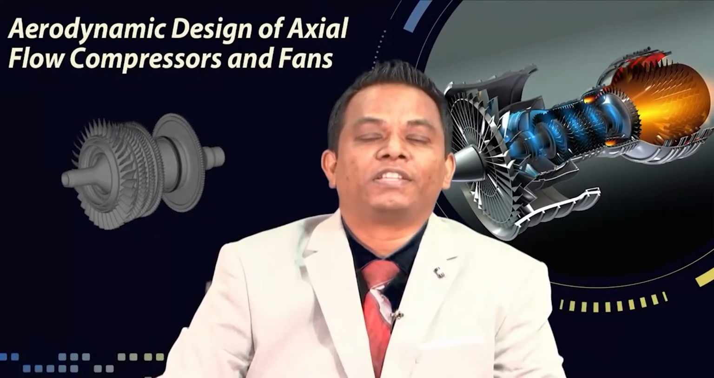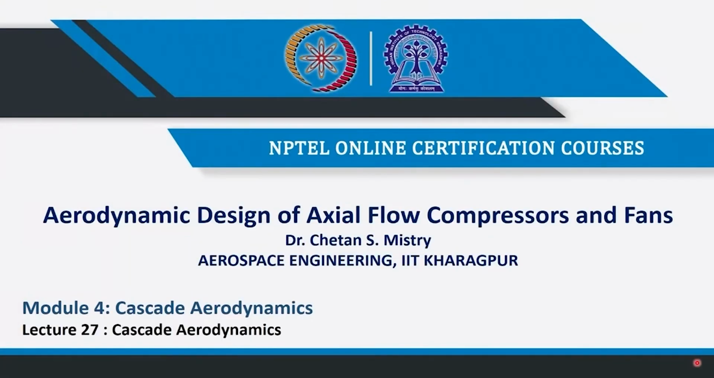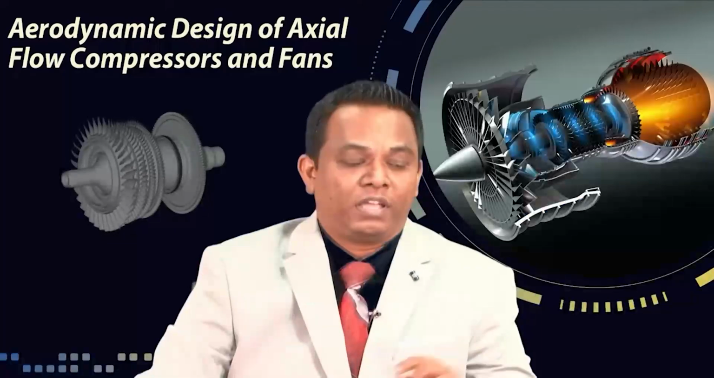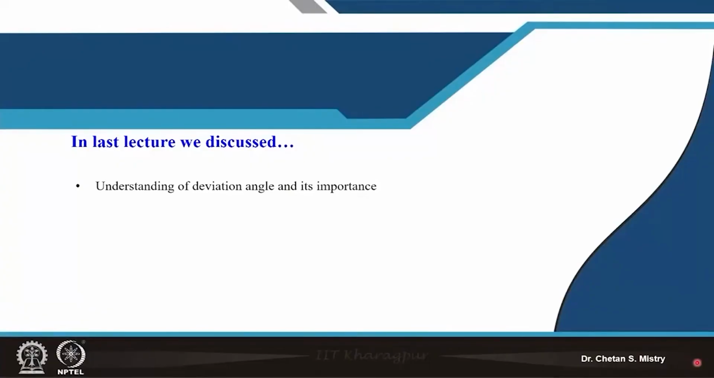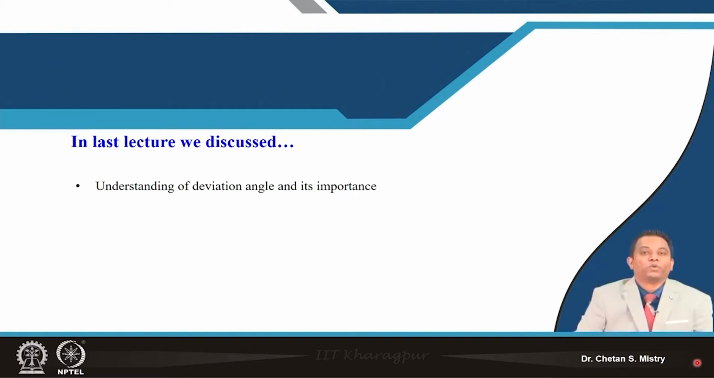Hello and welcome to lecture 27. We are discussing cascade aerodynamics. In the last lecture, we started discussing the deviation angle and its importance. In line with what we discussed about the incidence angle, the deviation angle is also equally important. The incidence angle can be 0, but the deviation angle can never be 0, because it is a property of our aerofoil, and it inherently gives us the deviation angle for a particular kind of aerofoil for our axial flow compressor.